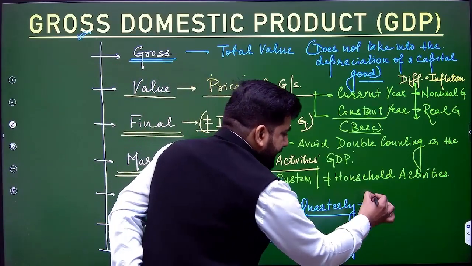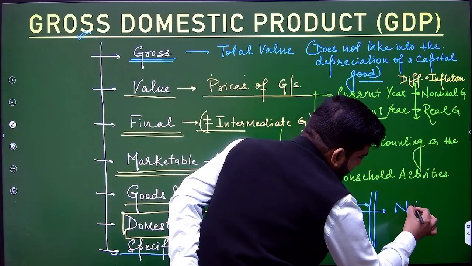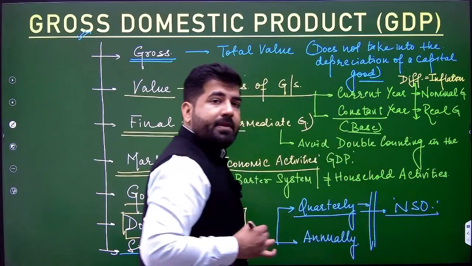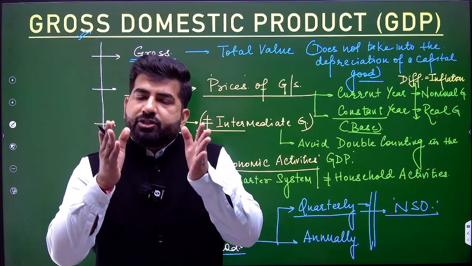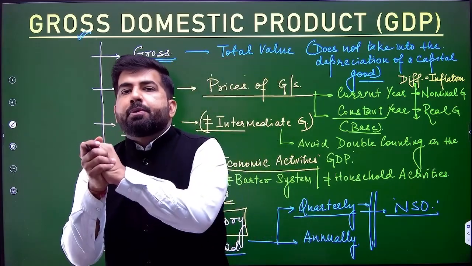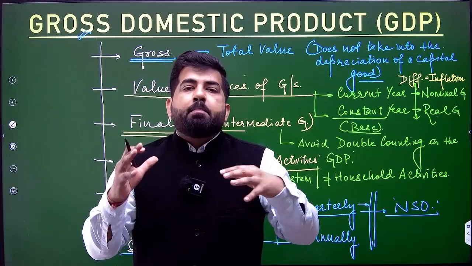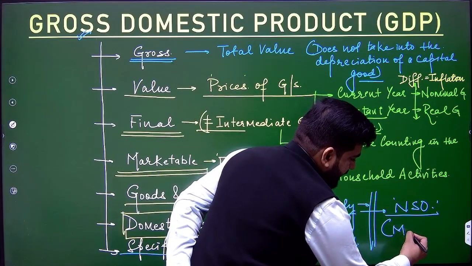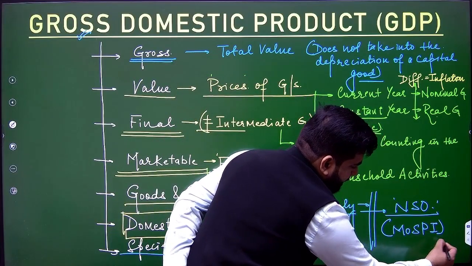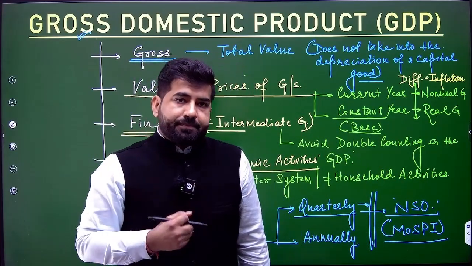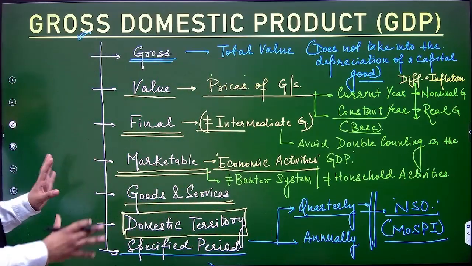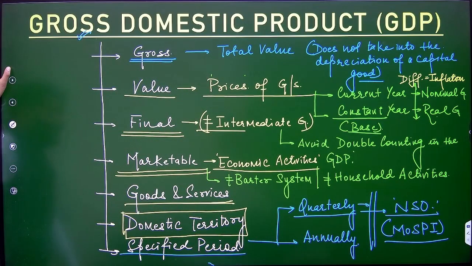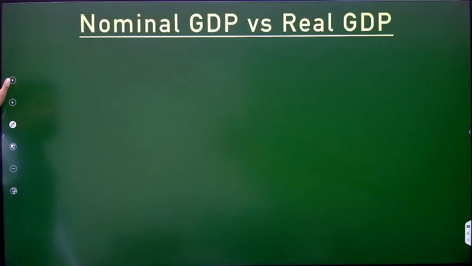Who releases this data? The GDP data is released by the National Statistical Office, which is under the Ministry of Statistics and Programme Implementation, commonly known as MOSPI. Clear? Any doubt? This is about the GDP which I wanted to give you an idea. But have we gone into detail about certain things? There are certain things still left.